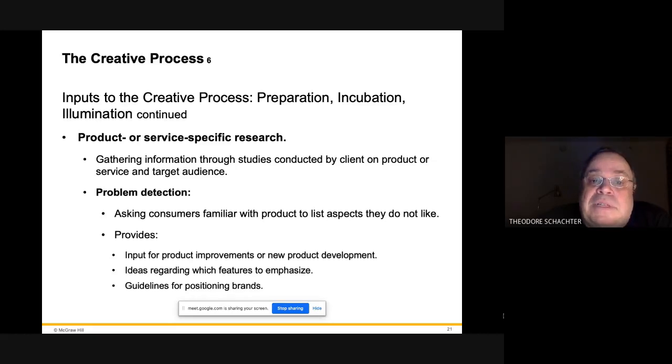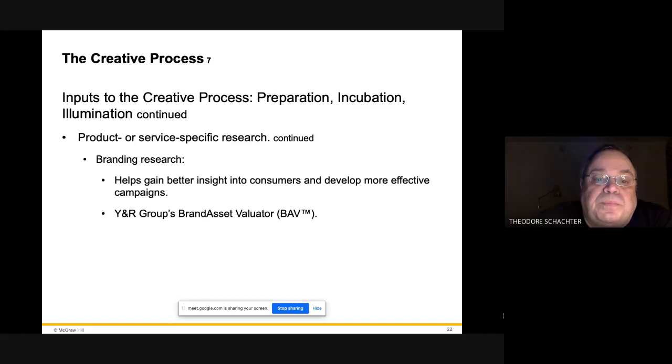And product or service specific research. Let's find out about the consumers. Let's find out what they like about it. Let's find out what they don't like about it. All right. Why are they not willing to give it a try? That's also part of the process.